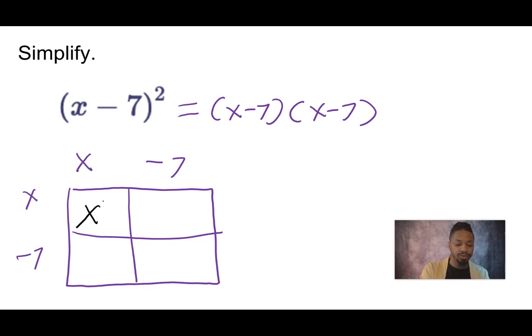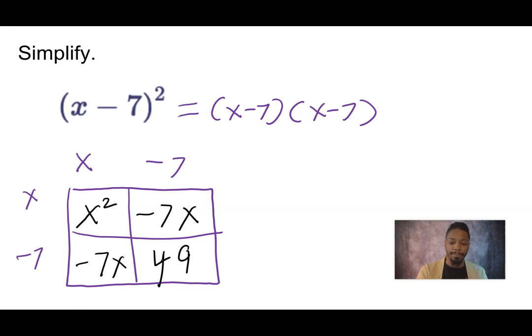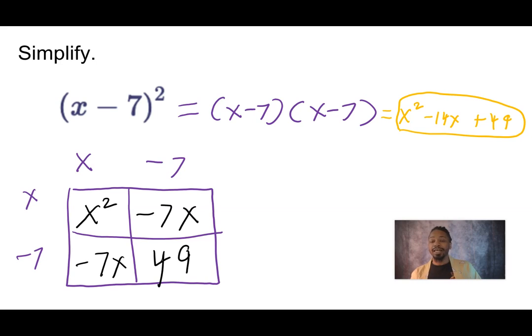X times x is x squared. Negative 7x. When we do x times negative 7, same thing here. And then negative 7 times negative 7 is positive 49. We combine like terms and we could rewrite it. X squared minus 14x plus 49. That's how we take x minus 7 quantity squared. We then expand it, multiply, then combine like terms. That's how we simplify that, by eliminating that multiplication and then making it into a trinomial.